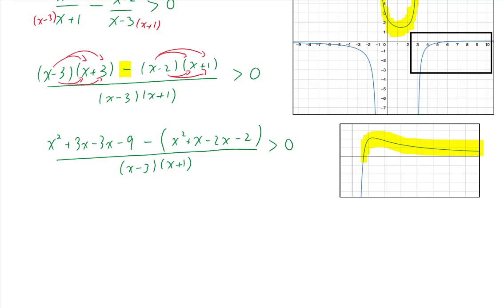So let's simplify the numerator. The x squareds will cancel because we have x squared minus x squared. Here we have 3x minus 3x, so that is going to equal 0. In the numerator, we have x minus 2x, but we're subtracting this, so this is a negative x. Subtracting that is going to give us a positive x. And then we have minus 9 minus negative 2, which gives me a minus 7. So there's my numerator. My denominator is x minus 3, x plus 1. And we want to determine when it's greater than 0.